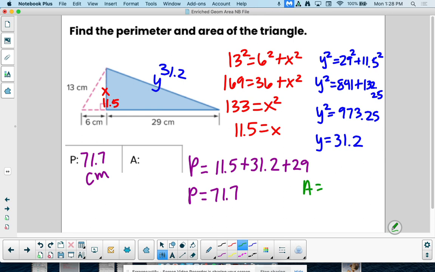Well, there's a lot going on here. What did you guys use as the base and height when you found the area? 29 and 11.5. Good job.